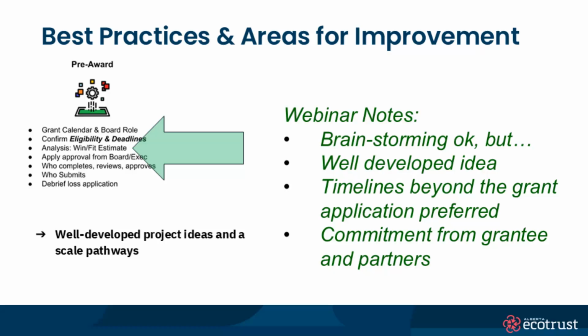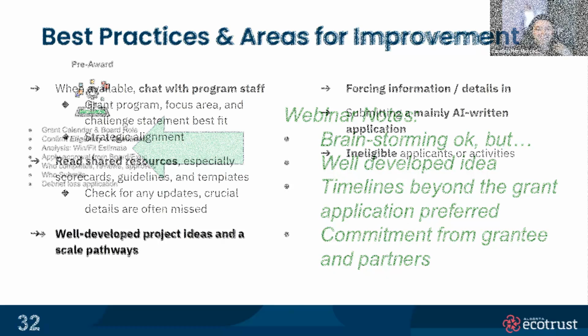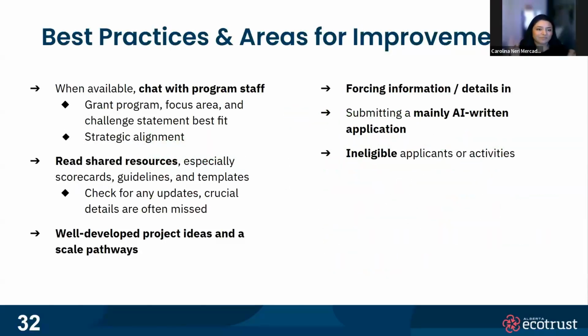Another recommendation is to have a well-developed project idea and scale pathway in mind. We do welcome those initial conversations where it's like brainstorming. Initiatives that consider all aspects and project needs, even beyond the scope of the grant timeline, are more favorable. For our programs that have longer application timelines, as I mentioned, the two bigger ones have the EOI and the full application, so longer timelines.